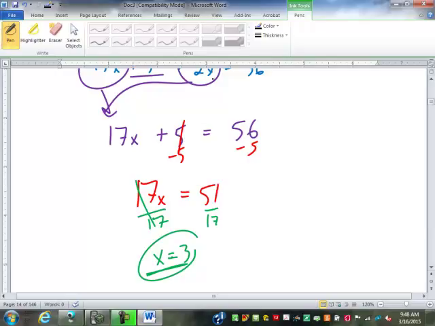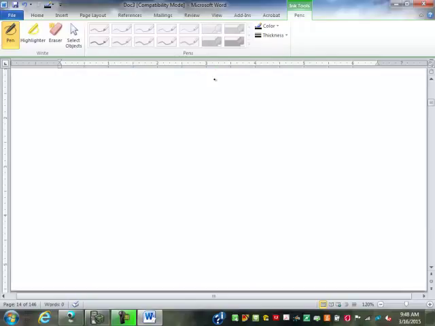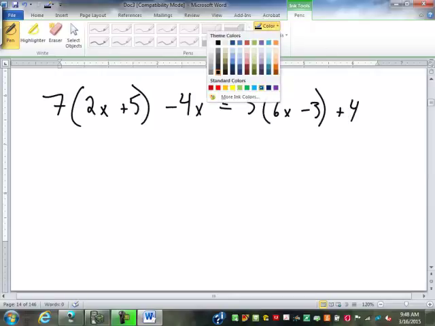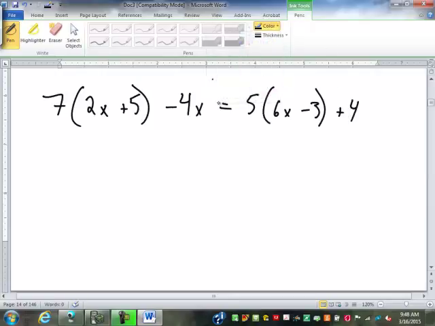Okay, well, let's look at something maybe a touch more complex. 7 times the quantity 2x plus 5 minus 4x equals 5 times the quantity 6x minus 3 plus 4. We're doing this one together, right? As always, we find the equal sign. And again, there's variables on each side, so we're going to have to deal with that. And there's also parentheses. So we start out with the parentheses.